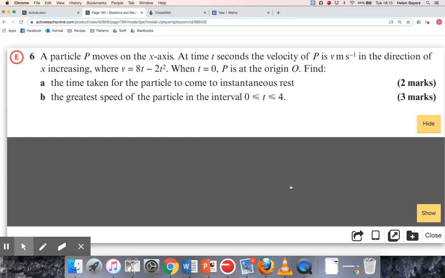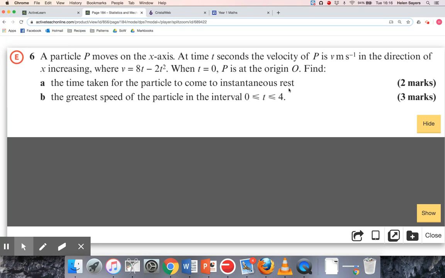Okay, so we're doing exercise 11A from the first year mechanics textbook, and we're looking at question 6. So we've got velocity as a function of time. And so we recognise that's a quadratic function, so that they want to know the time taken for the particle to come to instantaneous rest. So it's going to be at rest when its velocity is 0.